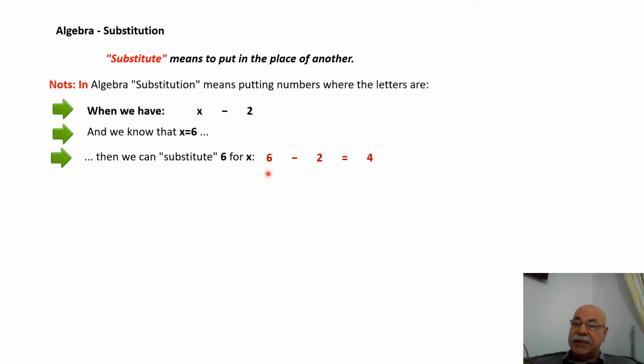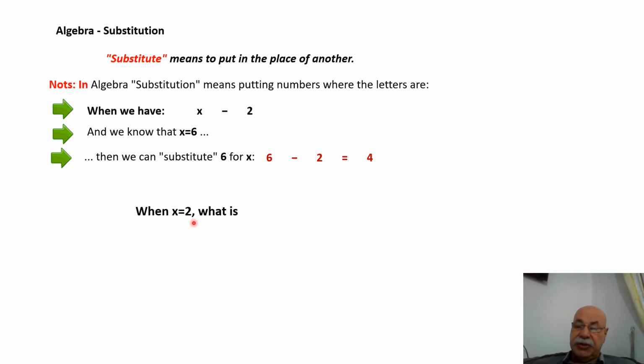So 6 minus 2 equals 4. This is the normal thing: 6 minus 2 is normally 4. This equation is right. You see, there are methods here in order to understand the meaning of substitution.